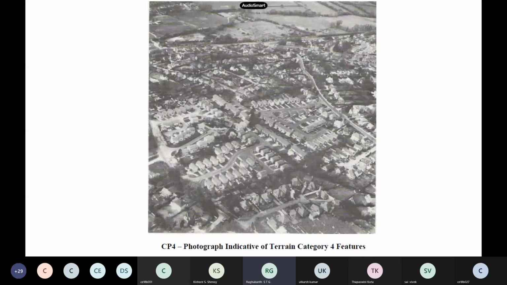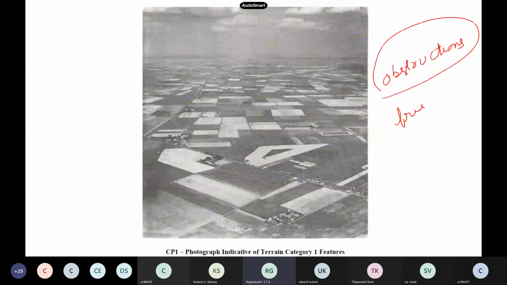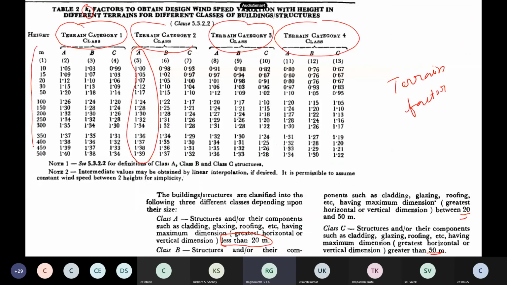So the code also defines 4 categories. And then this k2 factor, you can see they give with respect to height also. So at 500 meters, in terrain category 1 and terrain category 4, you can pick up this number. If you are in Chennai and going for a class C building, say the greatest horizontal or vertical dimension is more than 50 meters, you can find out from this graph 1.05 or 1.13. So these numbers can be picked up depending on your terrain category and the height of the building itself.